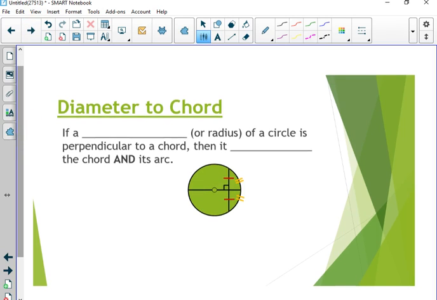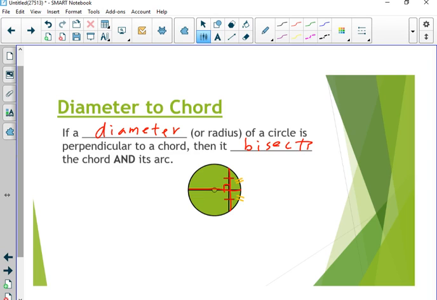Diameter of a chord. If a diameter, or for that matter a radius, of a circle is perpendicular to a chord, then it bisects the chord and its arc. Okay? So we have our diameter here. Looks kind of like a Pokemon ball, doesn't it? Okay, we have our diameter, and we have a chord coming through at 90 degrees.